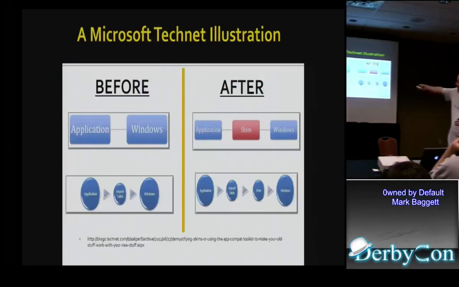They say, all right, you've got an application that's talking directly to Windows, and then afterwards you'd have an application that, instead of talking directly to Windows, talks to a shim, which then talks to Windows, okay? Microsoft understands how user mode rootkits work. There's only one problem: this slide is not from "this is how user mode rootkits work." This slide is from "this is how Microsoft's application compatibility toolkit works."